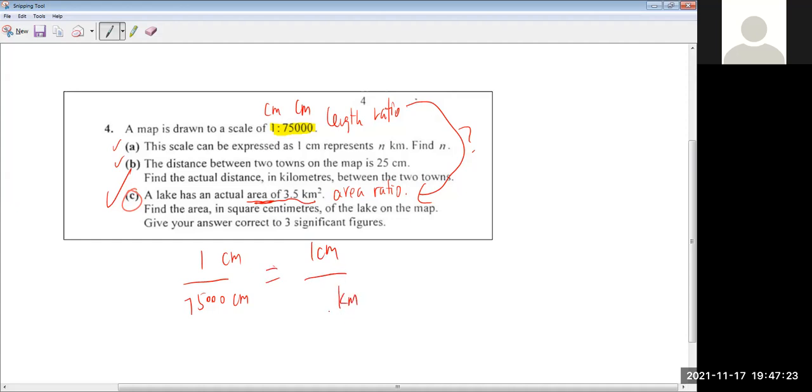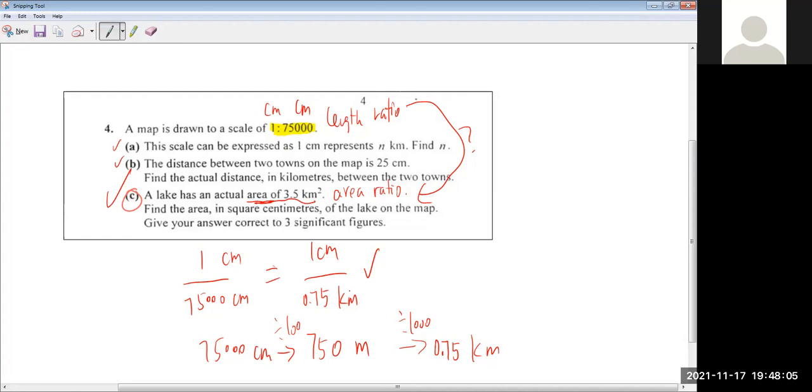How do I change? If you still remember, 7500 cm, I change to meter first. So I have 75 meter. I just need to divide by 100 to get meter. And then meter to kilometer, I need to divide by 1000. So I should end up with 0.75. So if I change cm to kilometer, I should get 0.75. So this should be my length ratio in cm to km.